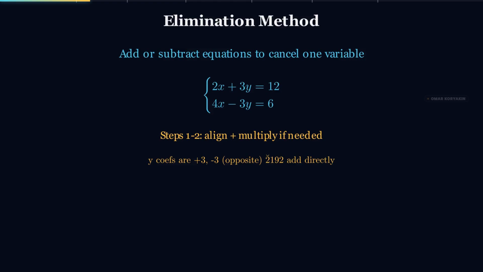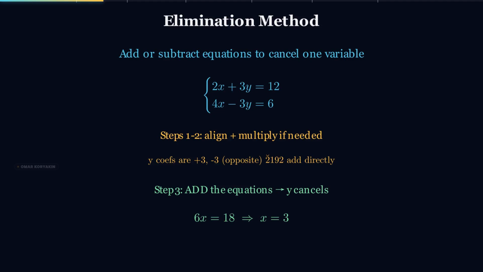Step 1 is align. Write the two equations vertically with the x terms above each other, the y terms above each other, the constants on the right. The visual alignment makes the next steps easier to track. Step 2 is multiply. Multiply one or both equations by suitable constants to make the coefficient of the variable you want to eliminate match in magnitude across the two equations. If the coefficients are already equal or opposite, you can skip this step.